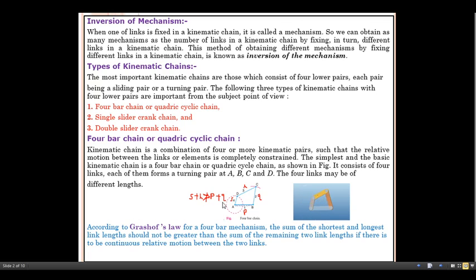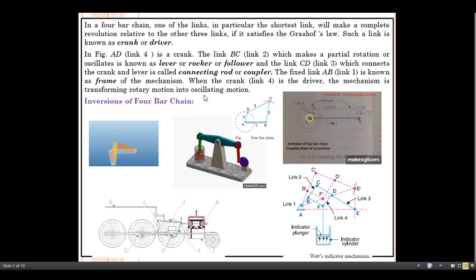But according to Grashof's law, for a four bar mechanism, the sum of the shortest and longest link lengths should not be greater than the sum of the remaining links if there is to be continuous relative motion between the two links. That can be seen with the help of this mathematical formula: S plus L should not be greater than P plus Q. So we look at the names given for the various links this way.